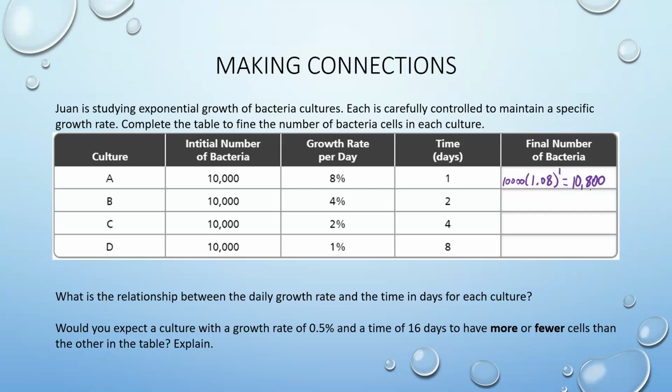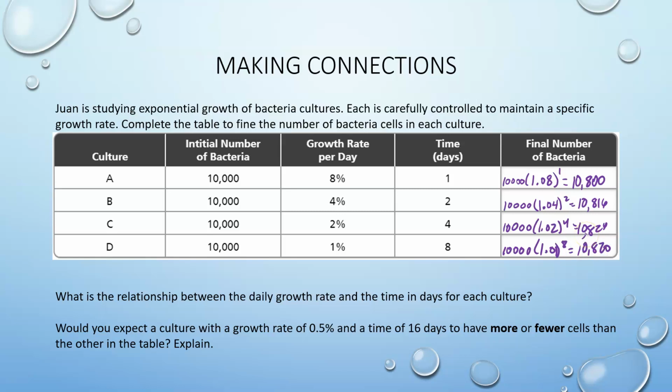Okay, in the second one, this time it's $10,000 again as my initial amount. But this time it's only 4%, so I use 1.04, but to the second power. When I did that, I get 10,816, I think. Might have been 810. I can't really read my last number. The third one, again, 10,000 times 1.02 to the fourth. That time I got 10,824. And last but not least, I did 10,000 times 1.01 to the eighth. And that one gave me 10,828.